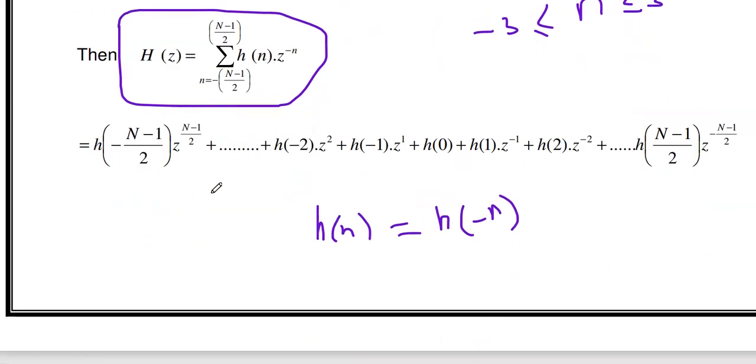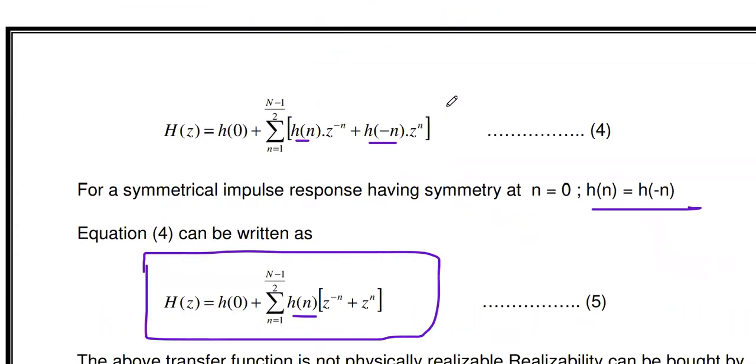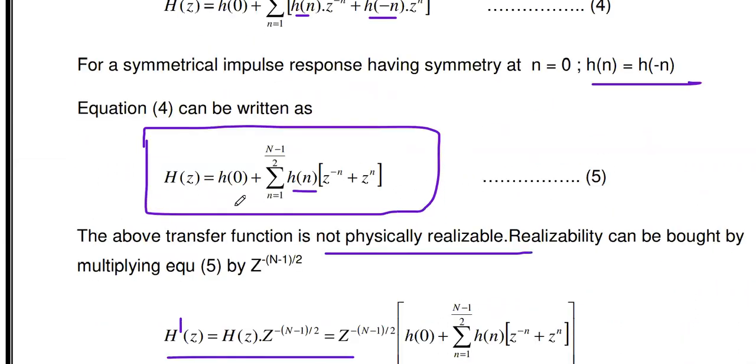If the FIR filter is a linear phase FIR filter, the sequence h of n and h of minus n remain the same. So if we combine, we get the transfer function H of z equal to H of 0 plus summation n equal to 1 to (N minus 1)/2 of h of n times (z power minus n plus z power n). This is the second step.